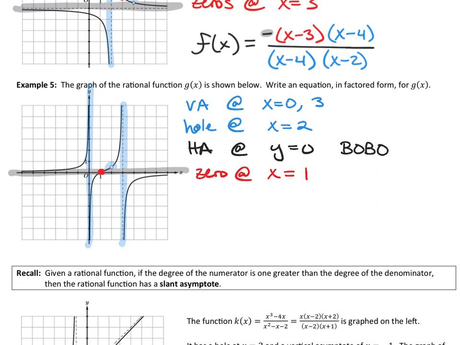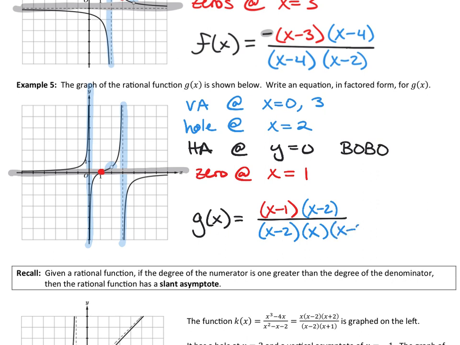So here we go. We would write g of x equal to x minus 1, which takes care of the 0. x minus 2 on top and x minus 2 on bottom takes care of the hole. Then I need to take care of my vertical asymptotes. It would be x minus 0, which is just x, and x minus 3. There we go. There's g of x. As long as we have it bigger on bottom, we could add some coefficients in there, but bigger on bottom means that the horizontal asymptote is 0.